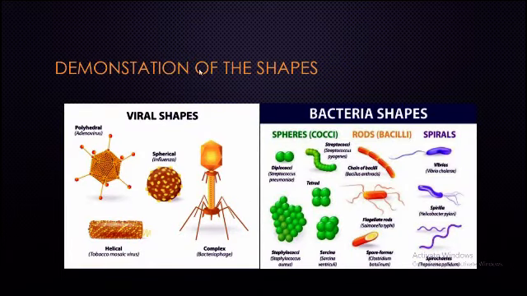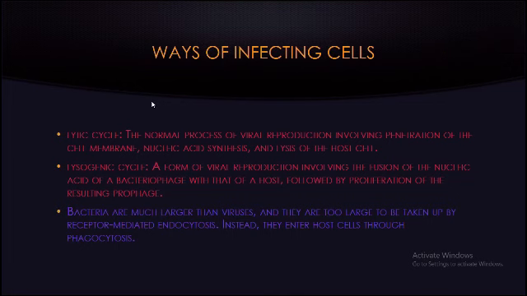Here's a demonstration of the shapes. This is the polyhedral, this is the spherical, the helical, and the complex. These are the virus shapes. And now we have the bacteria shapes, the spheres, and here are some examples of them. The rods, and here are some examples of them. And finally you have infecting cells.